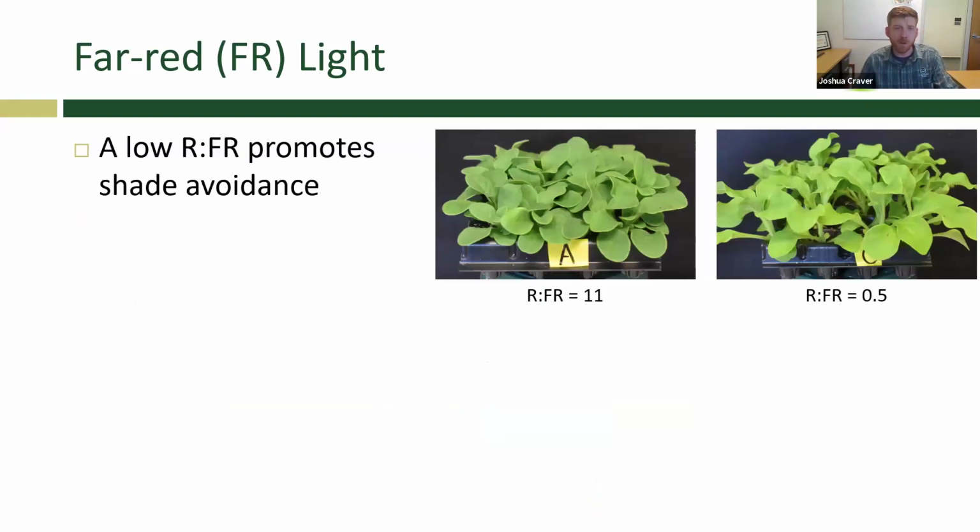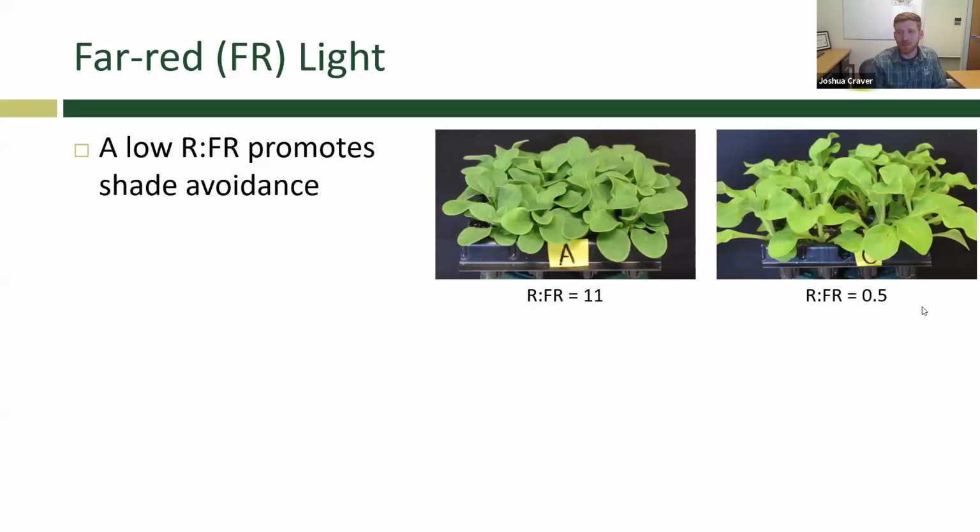And so just to further reiterate this point, a low red to far-red ratio promotes shade avoidance. You can see some petunias that we have over here on the right, where we have a very high, artificially developed red to far-red ratio. We're using electric lights to create this red to far-red ratio. So in that case, a red to far-red ratio of 11 compared to a red to far-red ratio of 0.5.